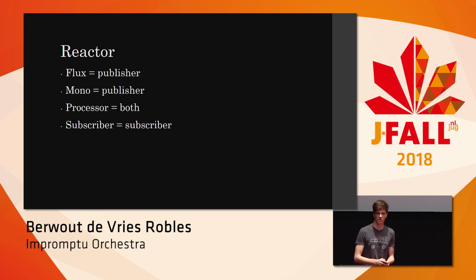We have a processor, which is kind of an in-between block, which can do both. It can receive events from a Flux and it can publish it on the other end. It's used to do stream manipulation, basically. And we have a subscriber, which in Flux terms is usually a core subscriber, but it has the subscriber interface. Then a small demo about how we could use this.